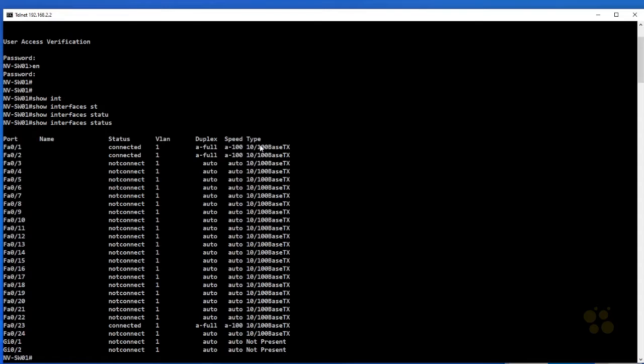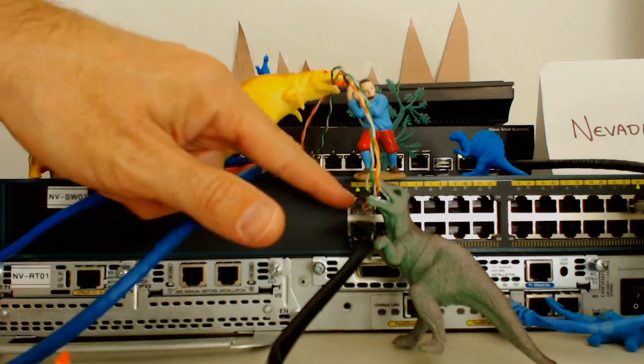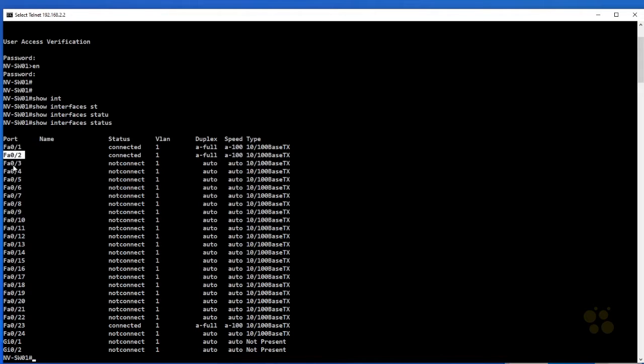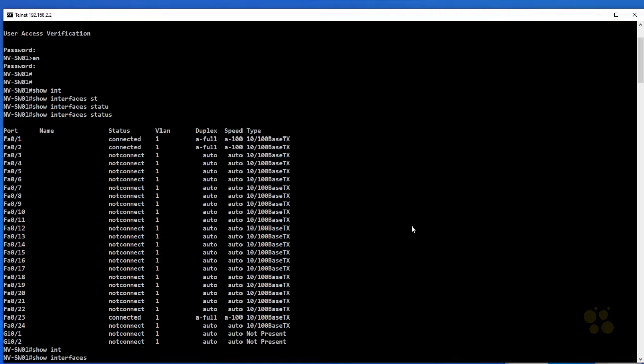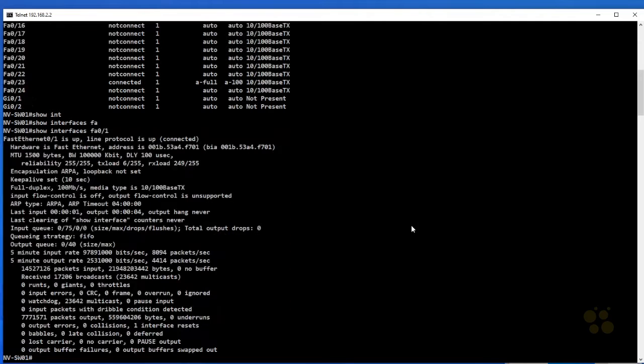Just to get us familiar, Fast Ethernet 0/1 is the one that had that funky cable connected. This guy right here, if you see, it goes through the dinosaur's mouth into Fast Ethernet 0/1. Fast Ethernet 0/2 is the one that's connected to the Synology device. Now, here's the output. I'm going to type in show interface Fast Ethernet 0/1 and hit the enter key. Ooh, all right. Grab your cup of coffee, get your notepad, and let's start talking together, okay?